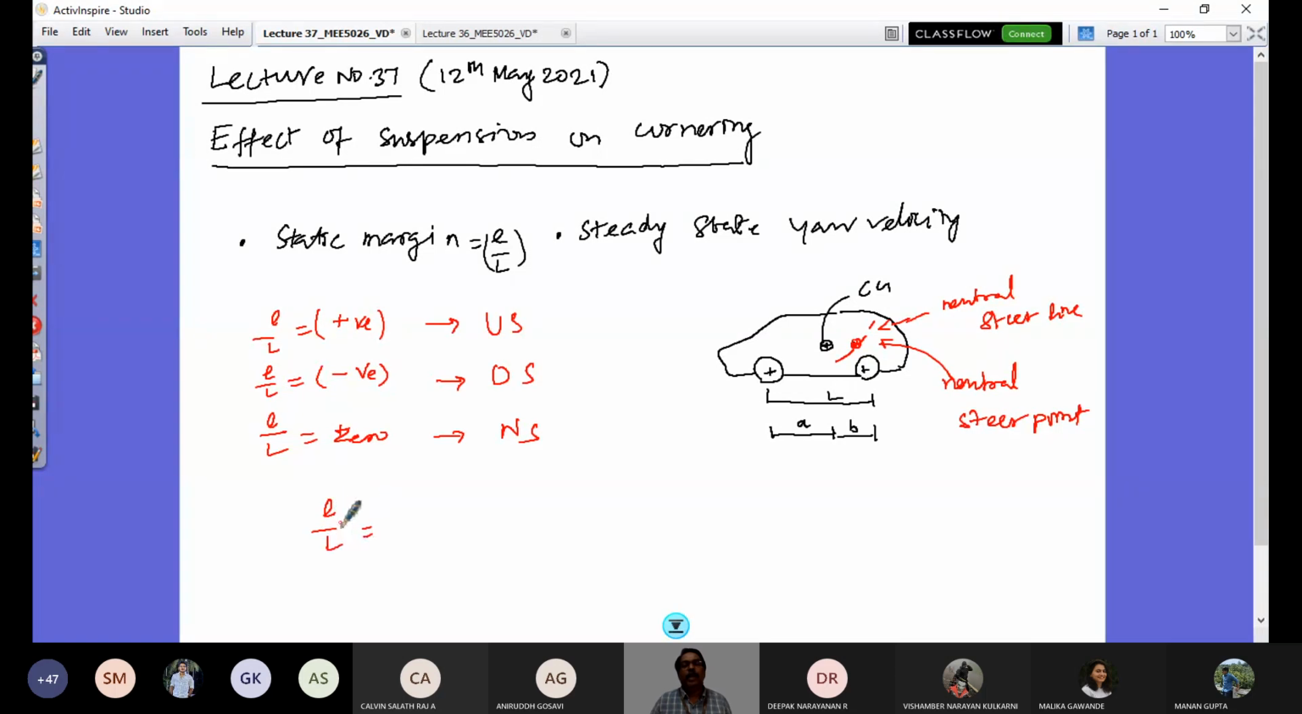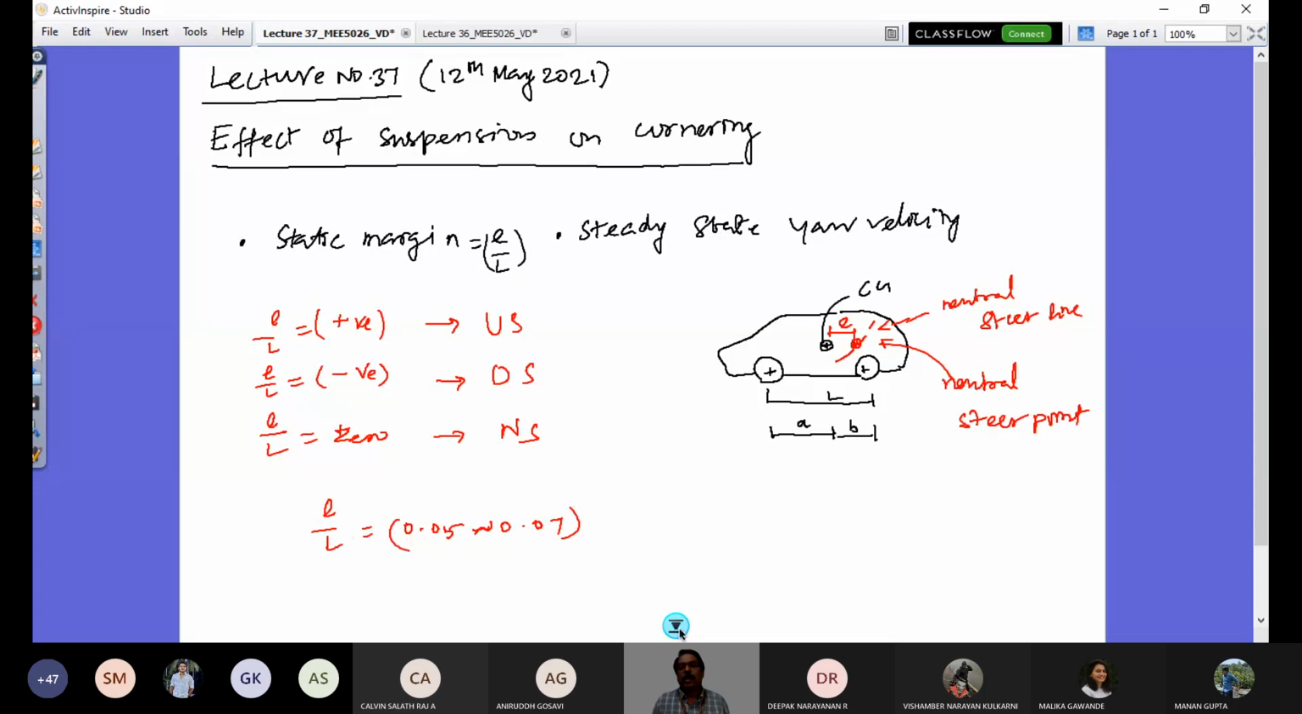So for a typical vehicle, this E by L value is a ratio normalized by the wheelbase. E is the distance from here. So this is the distance E. This E divided by L is what I call the static margin. Typically for a vehicle, that value would be 0.05 to 0.07 generally.